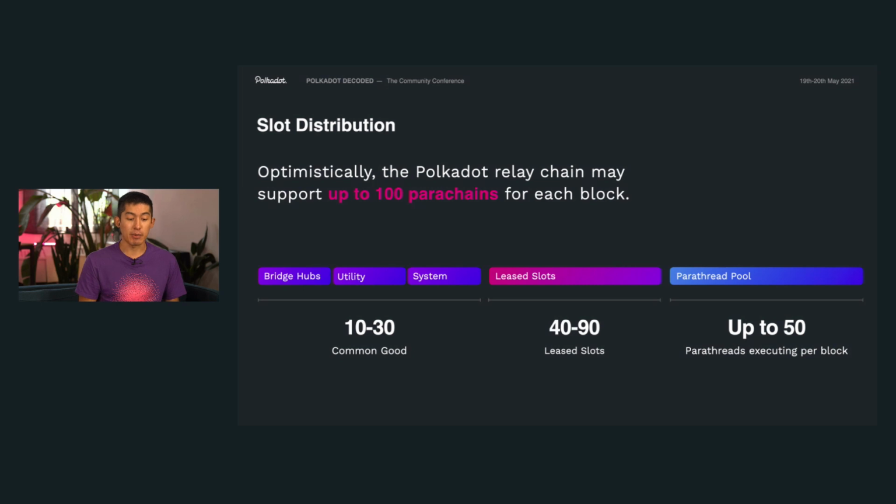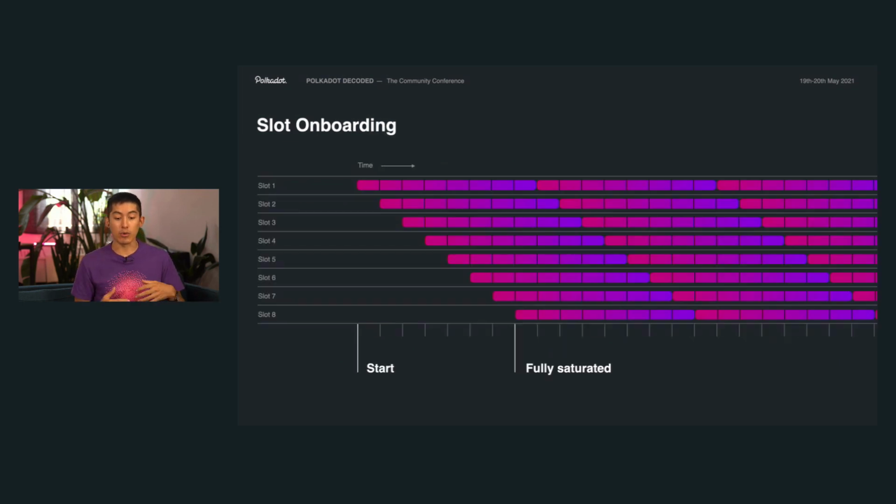And then, of course, there'll be around 40 to 90 lease slots, which will be auctioned off. This is the main focus of this talk, so I'll go into more detail later. And finally, we aren't going to get to 100 slots overnight. Instead, what we'll look to do is slowly ramp up the network by introducing new slots and new parachains over time. As long as we're seeing stability on the network, you can expect us to continue to open up and scale new slots, but it's not something that's going to happen instantly.